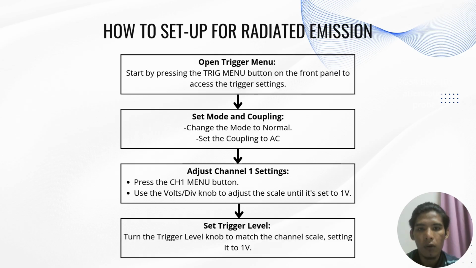How to set up for radiated emission. The first step, open the trigger menu. Start by pressing the trigger menu button on the front panel to access the trigger settings. Next, set the mode and coupling. Change the mode to normal and set the coupling to AC. Next, adjust the channel 1 settings. Press the channel 1 menu button and turn the volts knob to adjust the scale until it is set to 1 volt. For the last step, set the trigger level. Turn the trigger level knob to match the channel scale, setting it to 1 volt.